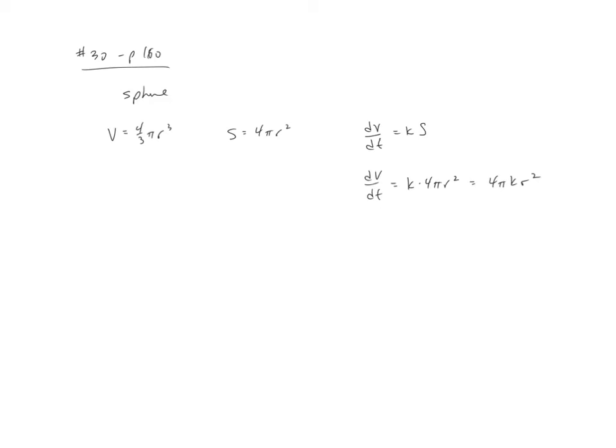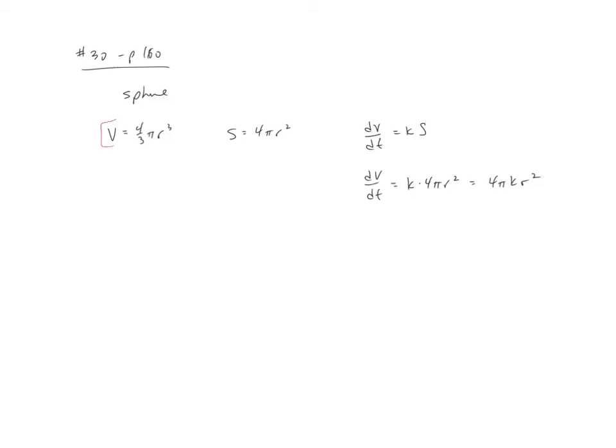I've made a couple acknowledgments that that's the volume, that's the surface area. This is a fact that they're telling us. The change in volume with respect to time is going to be proportional to its surface area. And then by making the substitution, I end up with dV/dt equals this. Well, now let's actually work it out.